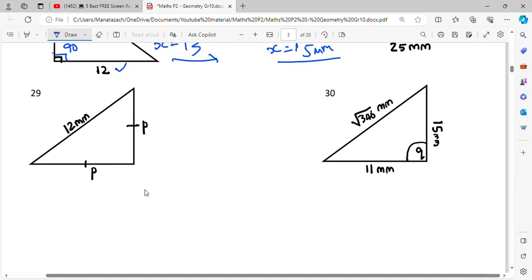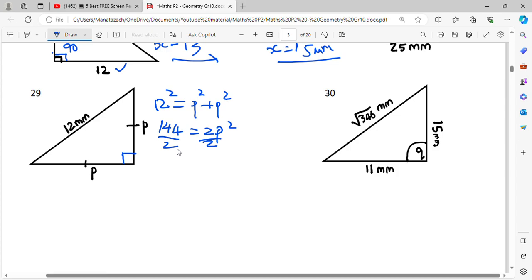And then this is the second last question for today. We're given that these two sides are equal. Now we need to find one of the sides. So if this is the right angle triangle, it's easy. You'll say 12 squared is equal to p squared plus p squared. Theorem of Pythagoras. So you'll have 144 is equal to 2p squared. Divide by 2 before you apply the square root sign.